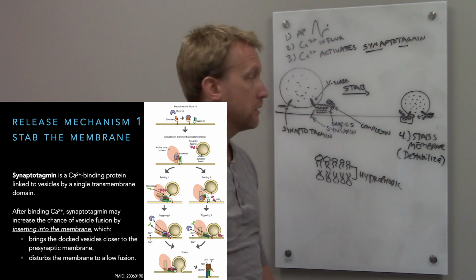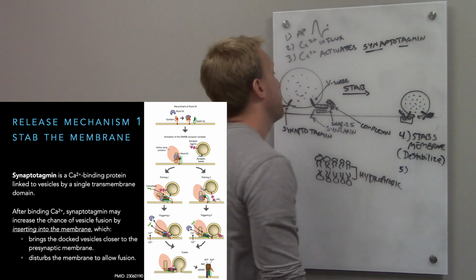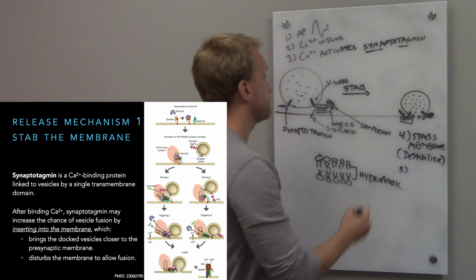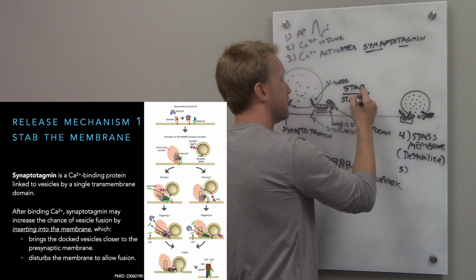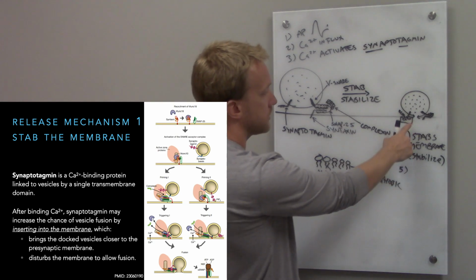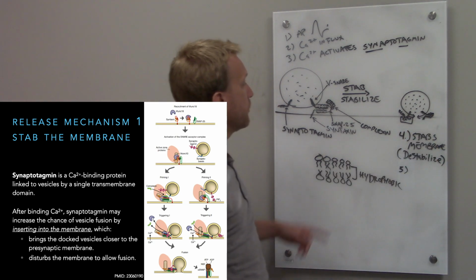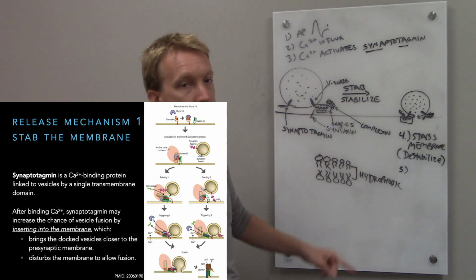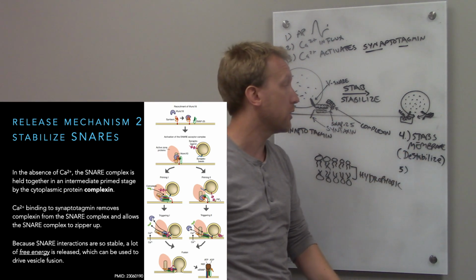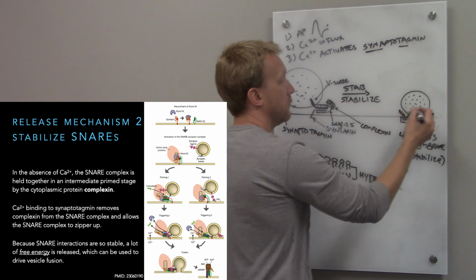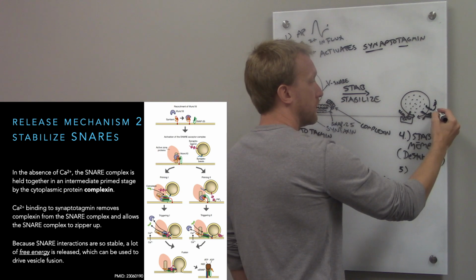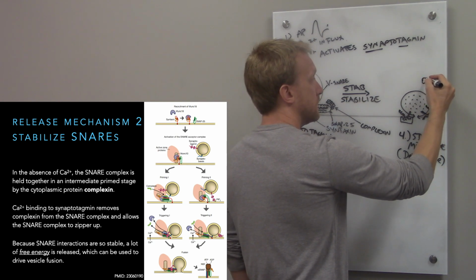The next thing, so we're going to stab the membrane, and then we're going to stabilize the snare complex. Okay, so we destabilize the membrane. What else do we have to do? We need to get rid of our big gaudy rings. Synaptotagmin to the rescue. So not only will it cut the membrane open for us, once it binds calcium, keep in mind there's many copies of synaptotagmin, it comes over and kicks out the accessory proteins.